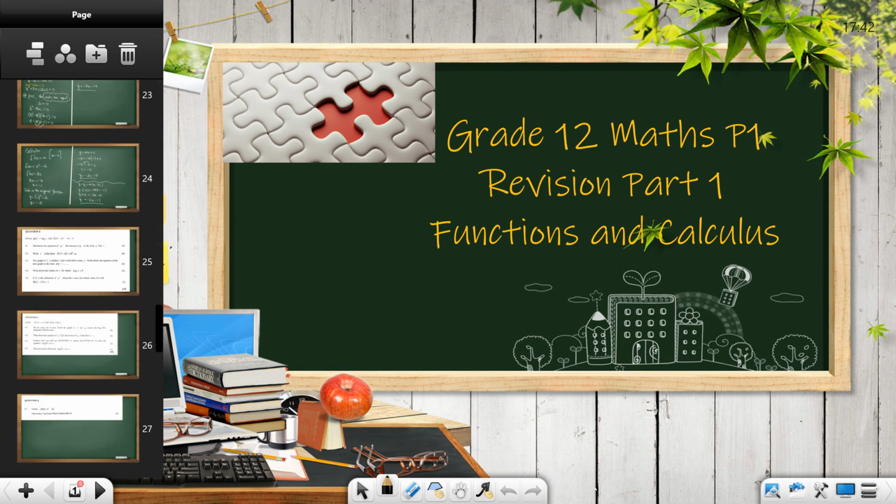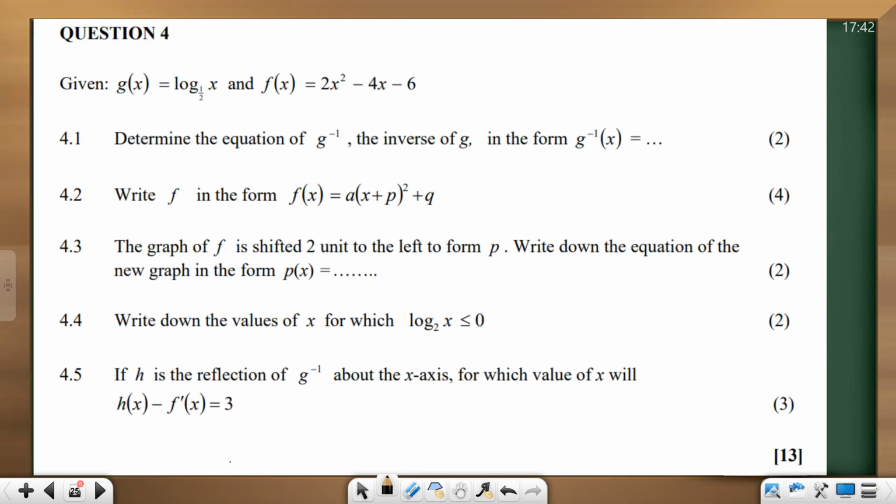Let's see what the next question would be. I remember we did all of this. All right, here we go. Check this. Already I see a log function there. And we know that when we talk about logs, what are we dealing with? Inverse. Okay. Everybody quickly get me 4.1.